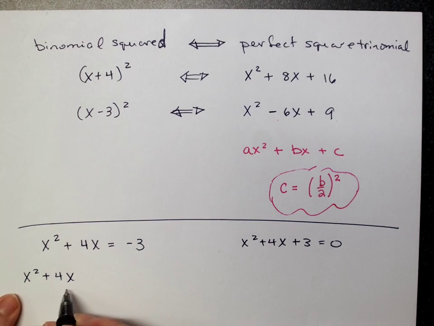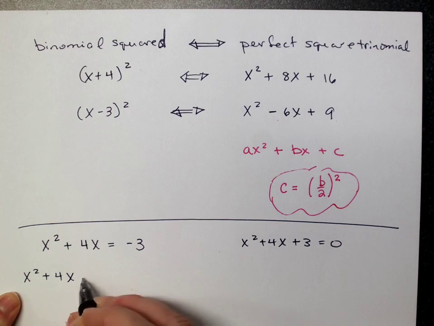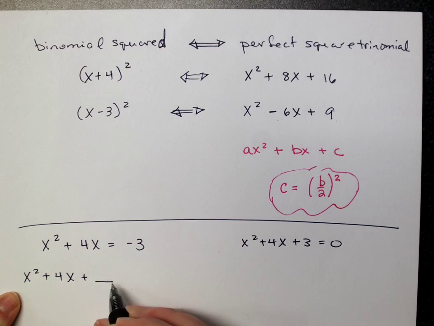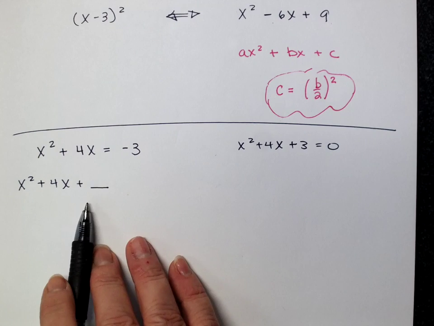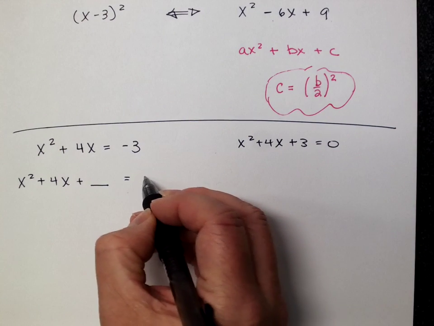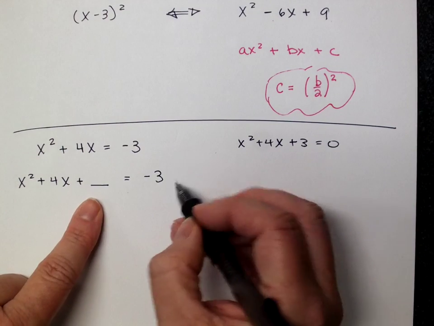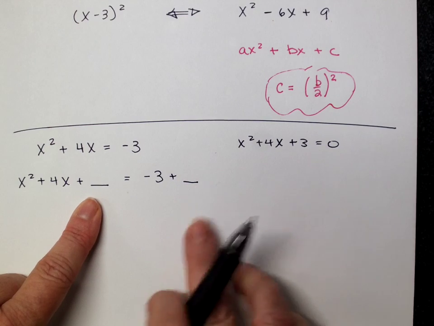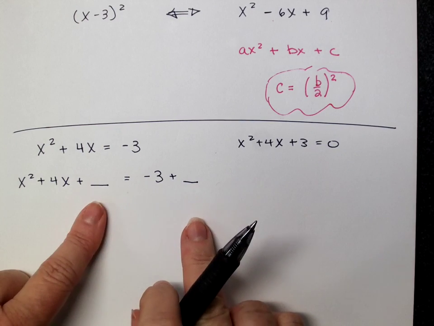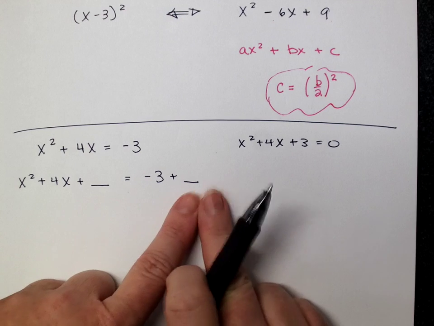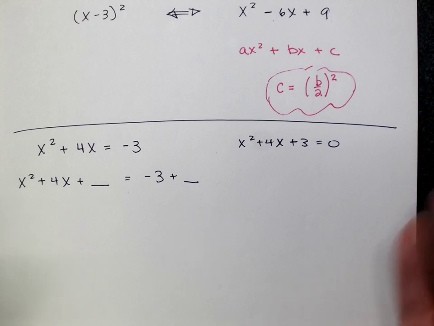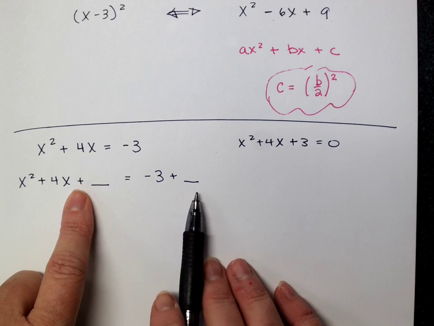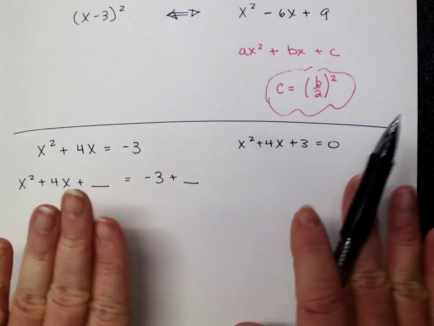I want my linear terms on the left. And I need to create a magic c, a new constant that is going to make this a perfect square trinomial. Now this is equal to negative 3, but I also need to write plus blank over here. Because if I add something over here, that's fine as long as I add something over here. I have to keep the scale balanced. And I always write in a plus blank on both sides to remind myself, keep that scale balanced.